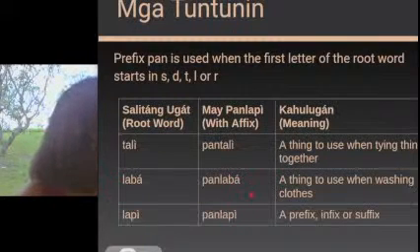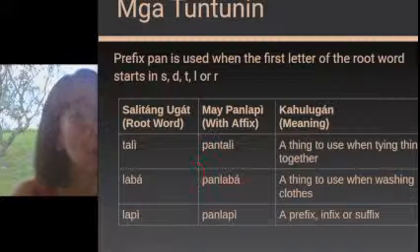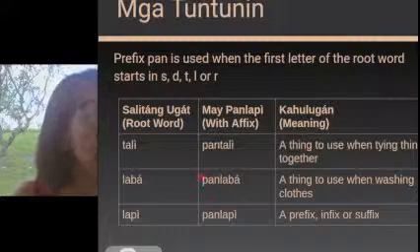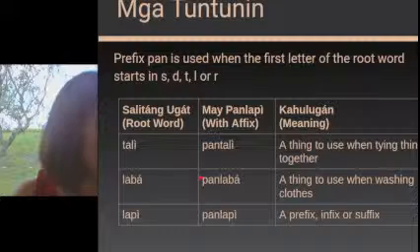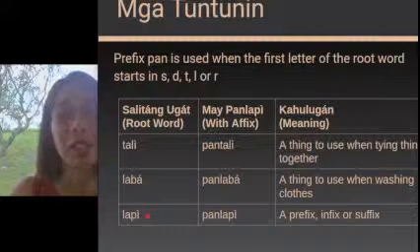Laba. Panlaba. Laba means washing clothes. So a thing to use when washing clothes. So panlaba. You can be more specific, like sabon. Sabong panlaba. Soap used in washing clothes, or detergent soap. Panlaba.